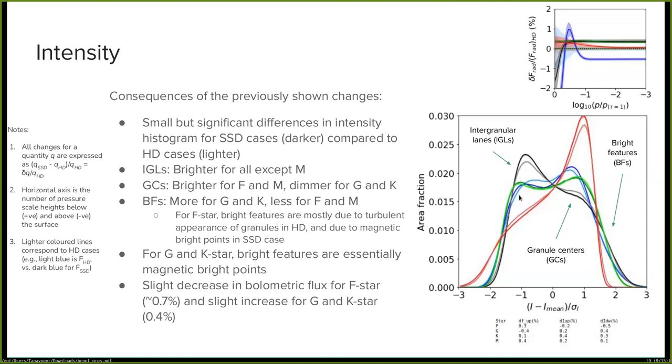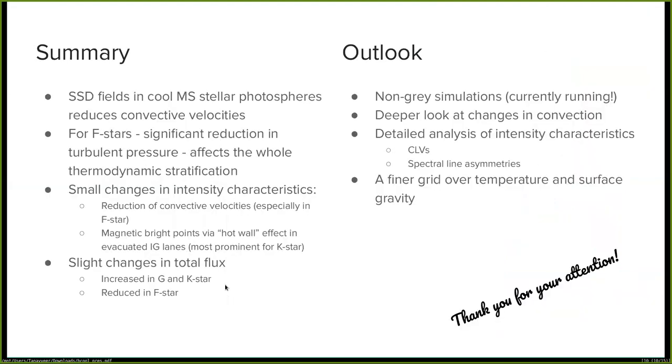In terms of volumetric flux, there's a slight decrease for the F star, of about 0.5%, and a slight increase for the G and K stars, but for the M star it's pretty much unchanged. And that's basically my talk.